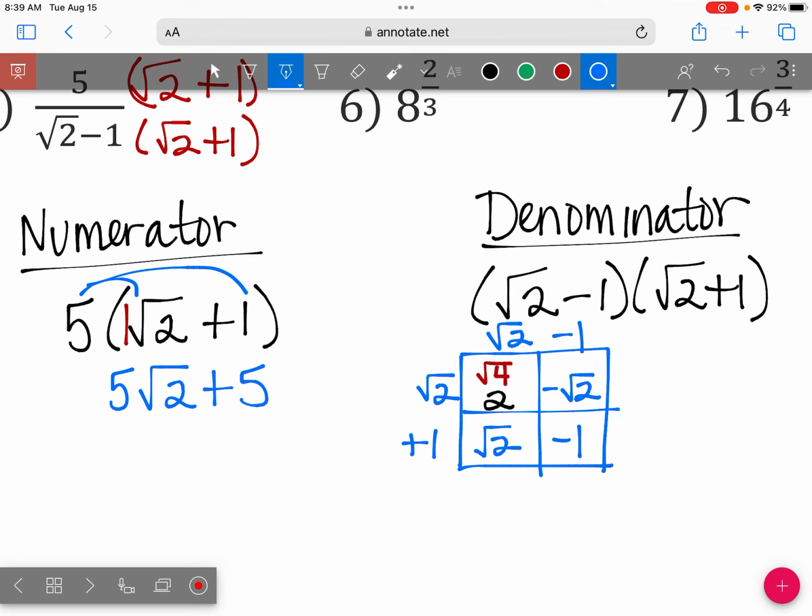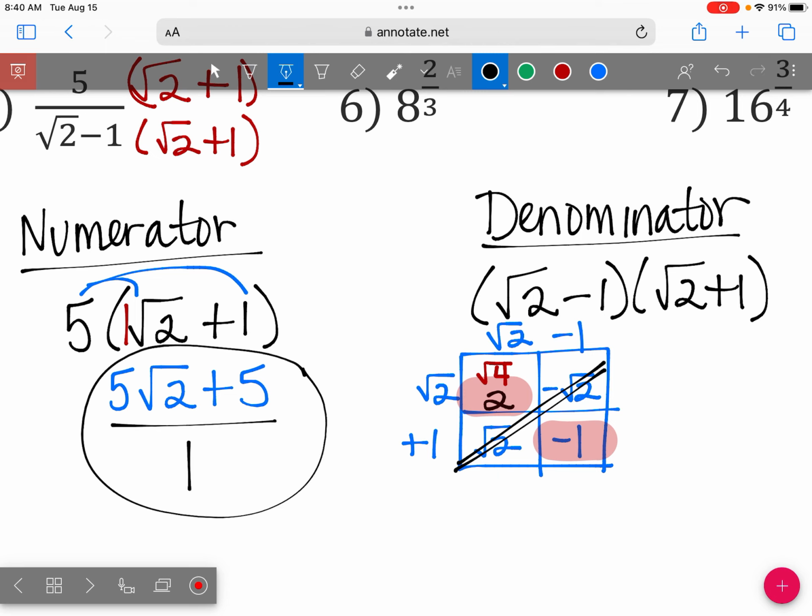Okay, so when you distribute the 5, you would get 5 root 2 plus 5. And then in my denominator, this first square here, root 2 times root 2 is the square root of 4, and the square root of 4 is 2. And then in this box, I have a negative square root of 2, and then I have a positive square root of 2. So these two cancel each other out, which is what we were trying to do, which is why we multiply by the conjugate. And then the last square, we have a negative 1. So our like terms are 2 minus 1, which is just a 1. So my final answer can be written like this over 1.